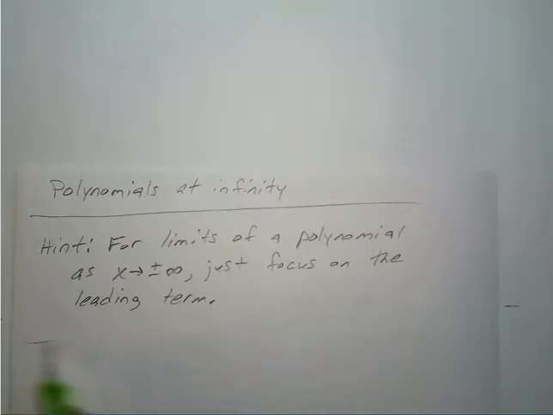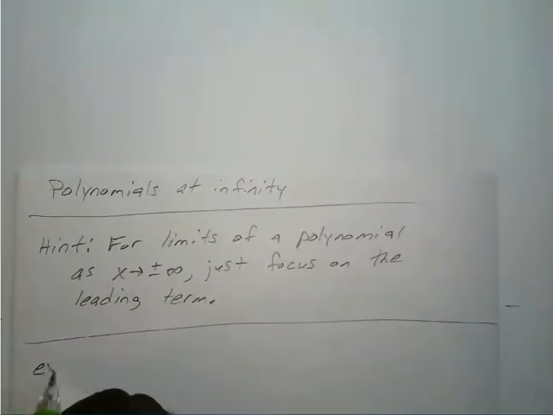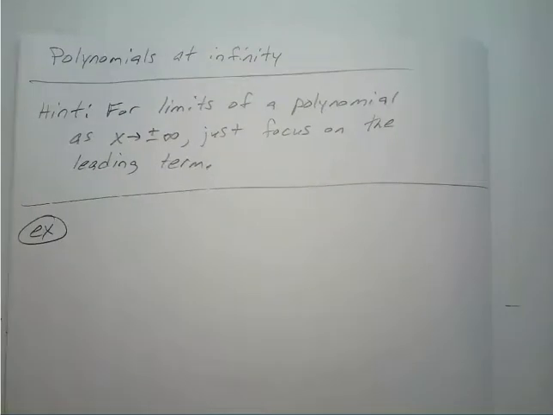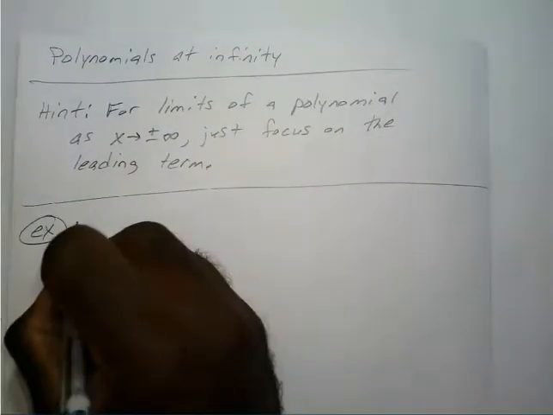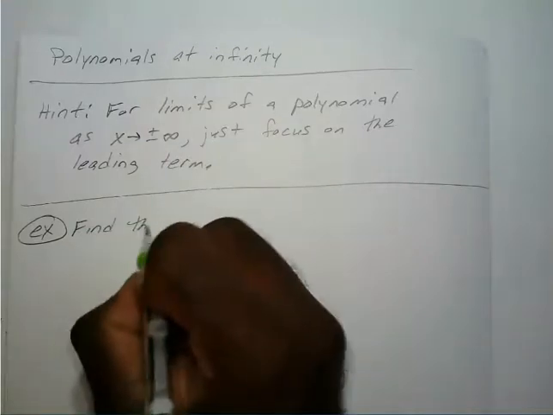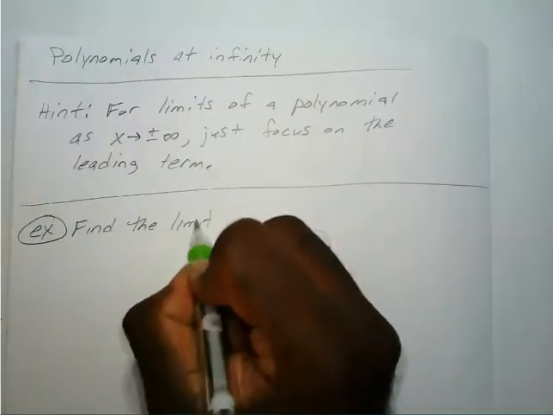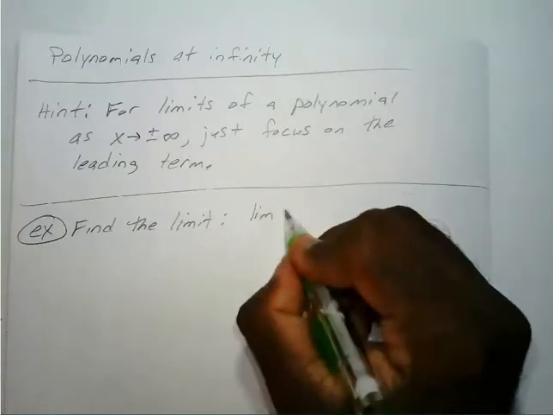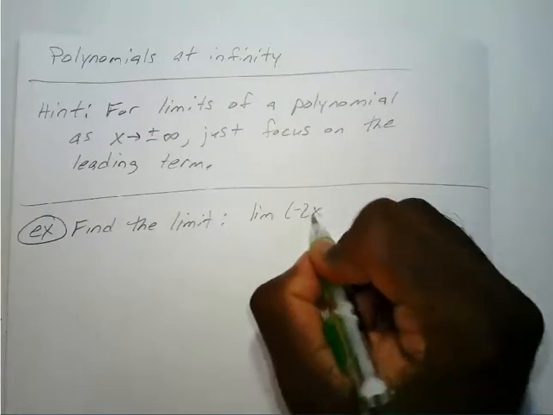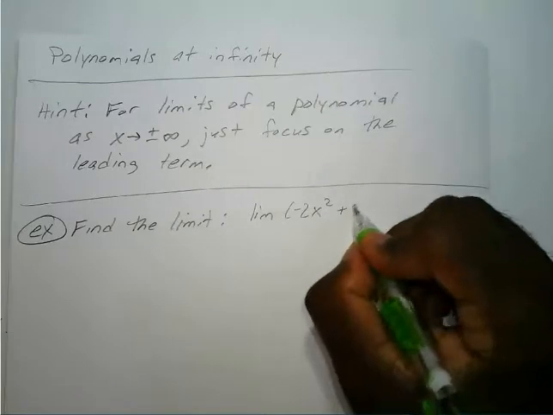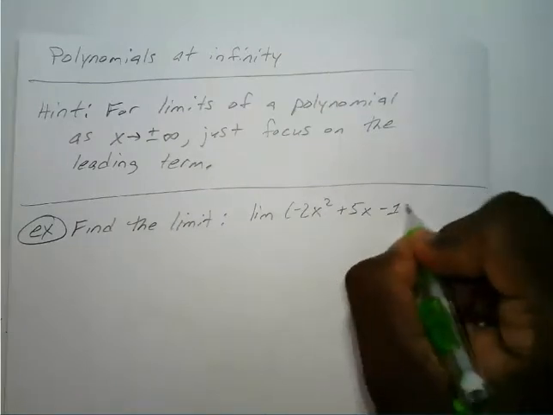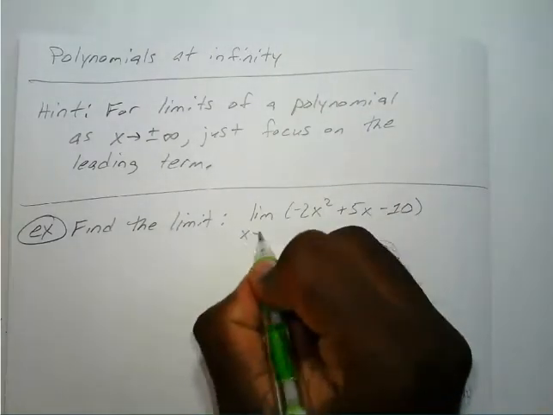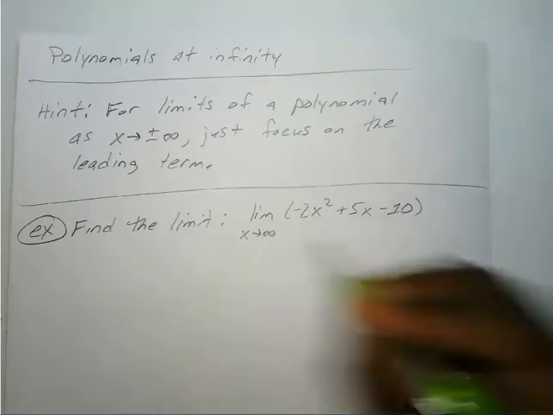Okay, so let's say, for example, there we go. Let's say we want to find the limit, and that's the limit of negative 2x squared plus 5x minus 10 as x approaches infinity.